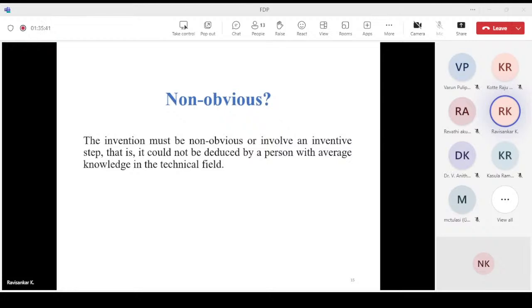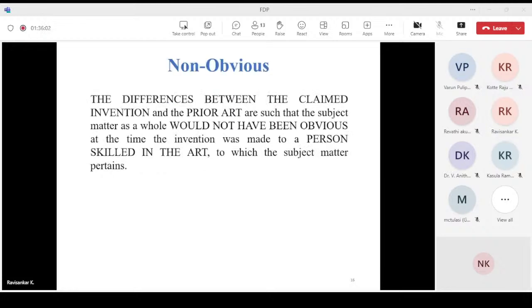Non-obvious means the invention must be non-obvious or involve an inventive step. That is, it could not be deduced by a person with average knowledge in the technical field. As I said, if you take the aspirin tablet example, if the process of how the tablet is prepared is not known before, then it is non-obvious. The difference between the claimed invention and the prior art is such that the subject matter as a whole would not have been obvious at the time the invention was made to persons skilled in the art. If this criteria is met, it is called non-obvious.